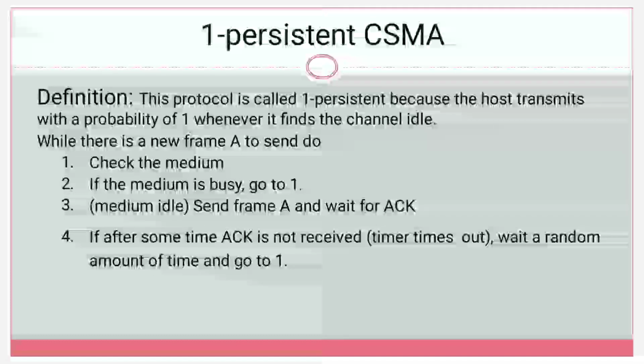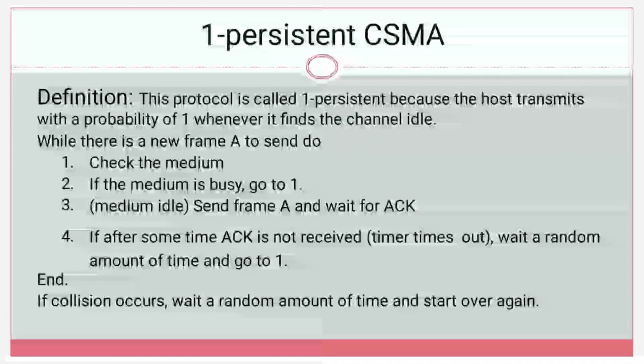Because the data is not transmitted successfully, it needs to send the data again. So if it wants to send the data, what will it do? First it will check the medium. That's why if the acknowledgement is not received in the stipulated time period, it will wait for a random amount of time, and after that it will go back to the same step 1. After that it is completed.